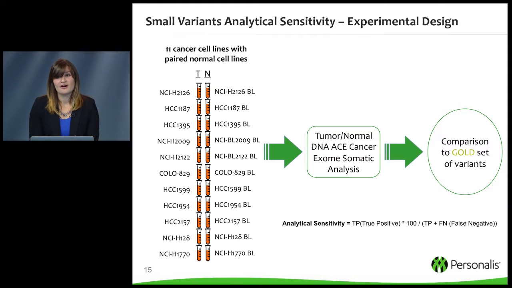So to determine our analytical sensitivity for SNVs and indel calling, we collected a set of 11 well-characterized tumor cell lines and their matched normal cell lines. We sequenced the DNA from all of these cell lines with our ACE cancer exome and ran the data through our tumor normal bioinformatics pipeline. We then compared our variant calls to a set of gold standard variants to gauge our sensitivity.